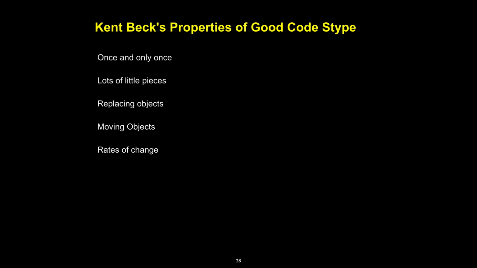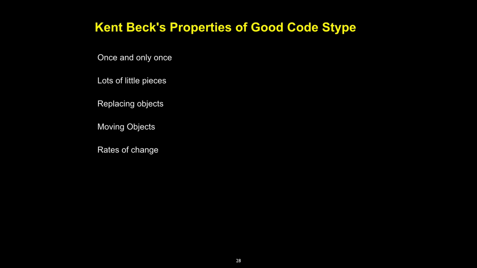So he has these properties of good coding style. Do things once and only once. If you see yourself doing the same thing in multiple places, how can we do it in one place and then use that one place where it's needed? That one is easy to observe: oh, I'm doing the same thing, I've got the same case statement in three places. What can we do to unify that in one spot?